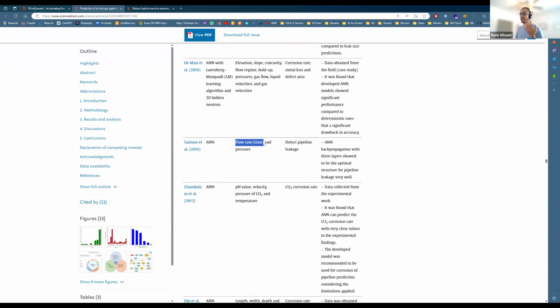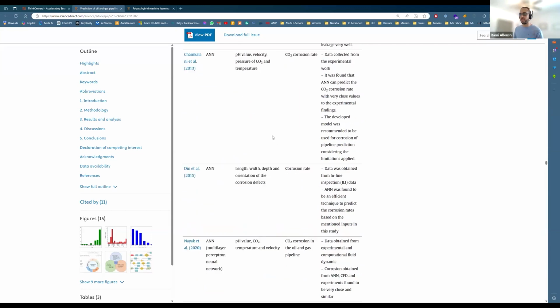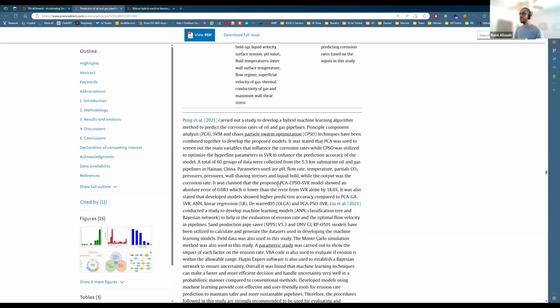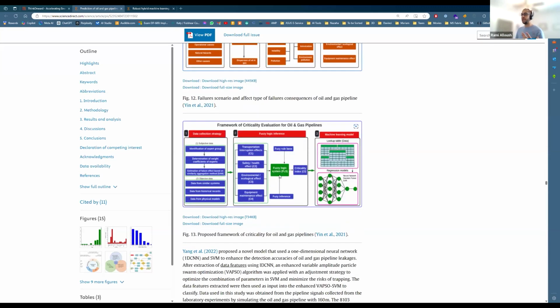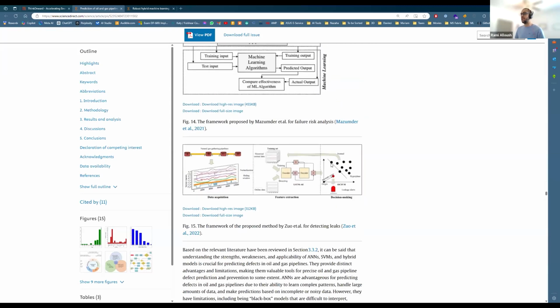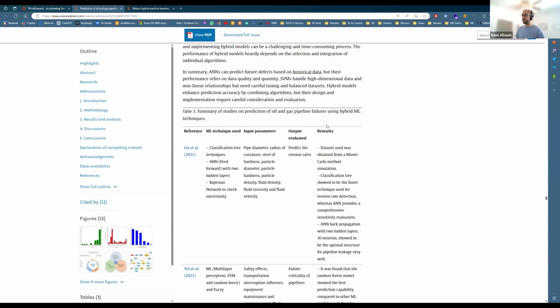These people, using the flow rate and the pressure, detected the pipeline leakage. Some of them used the pH value and predicted the CO2 corrosion rate. And the list is, I wouldn't say endless, but pretty large. So these are again different strategies, different algorithms. One of the new frameworks, explaining the framework, and then another summary where they use hybrid machine learning algorithms.